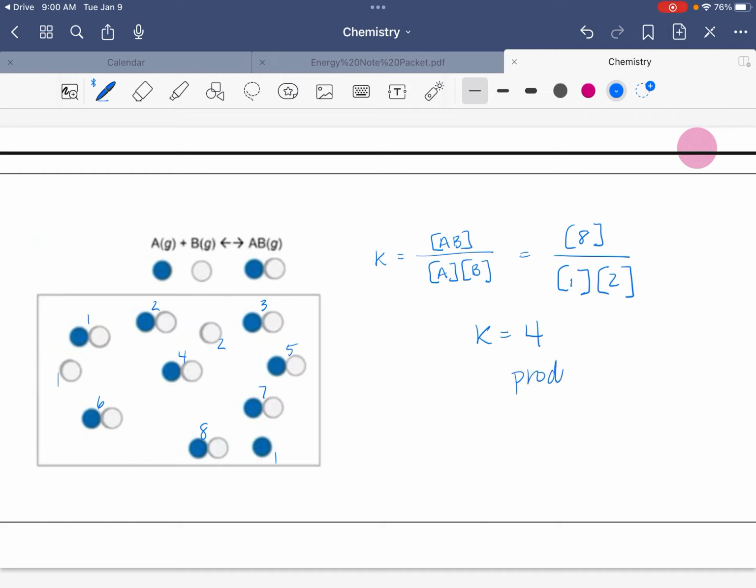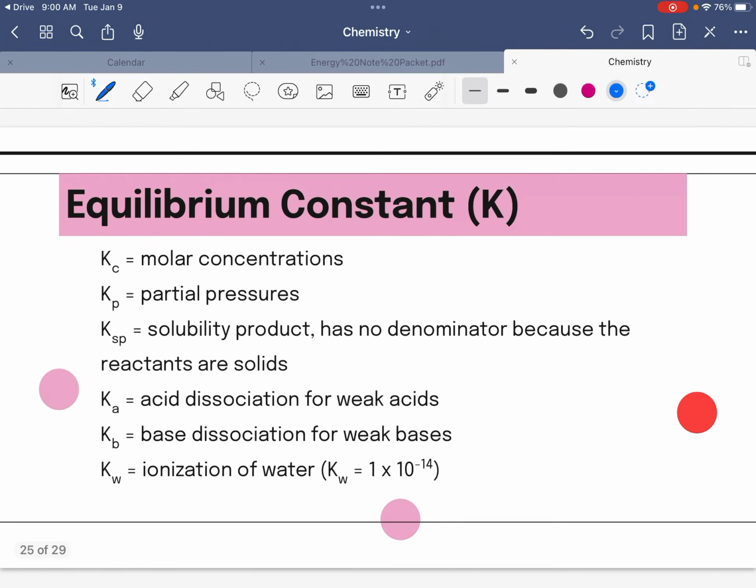It's greater than 1, so our products are favored at equilibrium. And just looking at the diagram, we could have guessed at that just because there were a lot more products than there were reactants in this diagram.